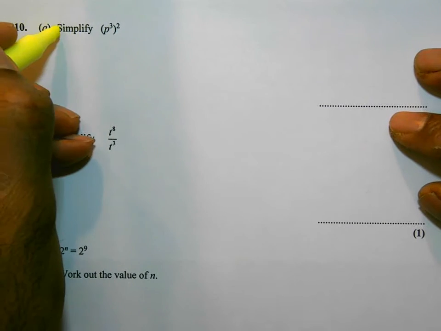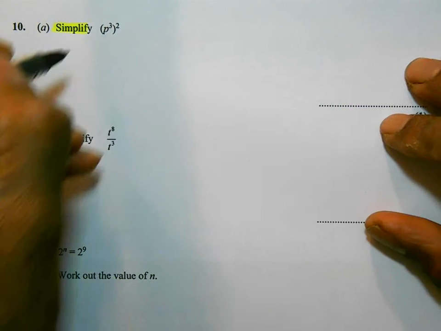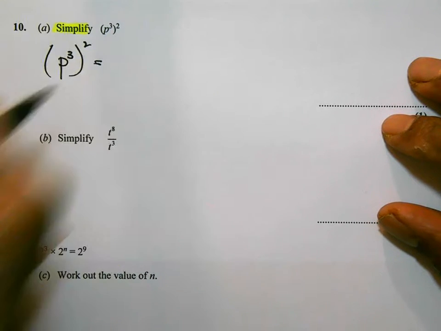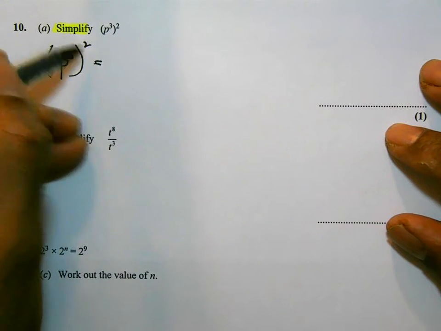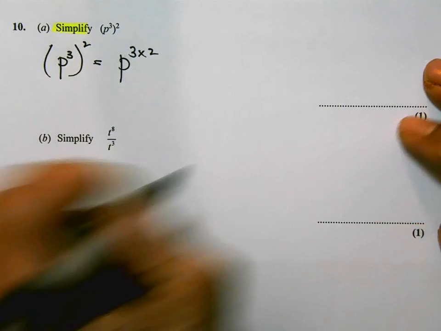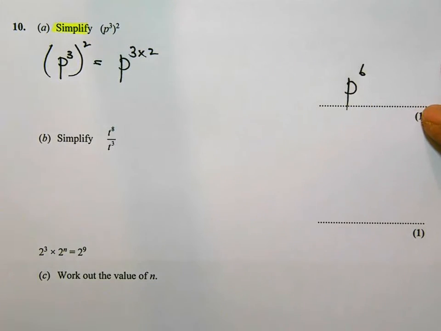Looking at part A, it says simplify, and we've got p cubed in brackets, all to the power of 2, which is outside the brackets. P cubed all squared. You should know how to do this when you have brackets in this form. That means you times the powers together. So I'm going to do 3 times 2. So my answer is going to be p to the power of 6. Not just 6, don't write 6 in the answer space. It's p to the power of 6.